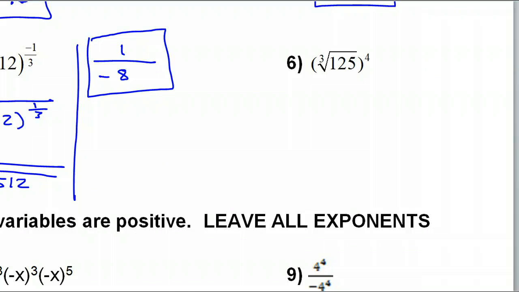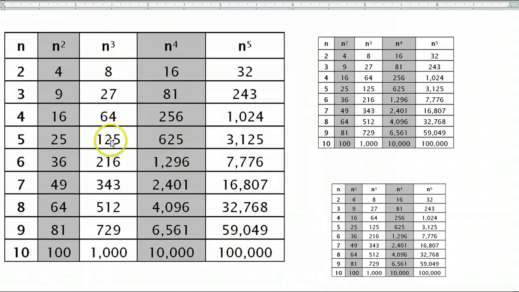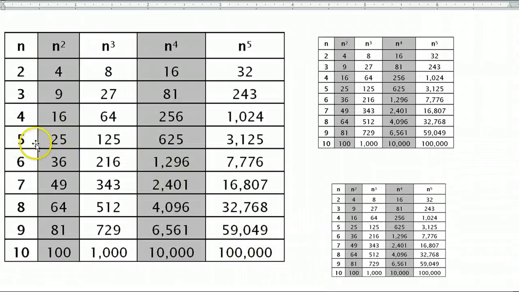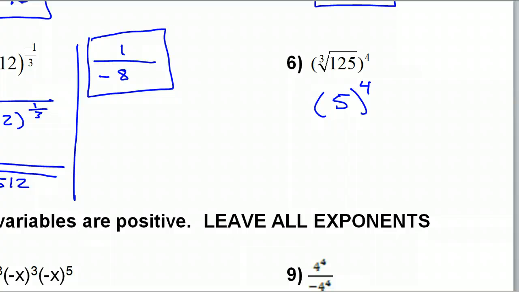Okay, and number 6 is back to just a normal problem. So the cube root of 125 is 5. So then this will become 5 to the 4th power, and 5 to the 4th power is 625. So that will be the answer to number 6.